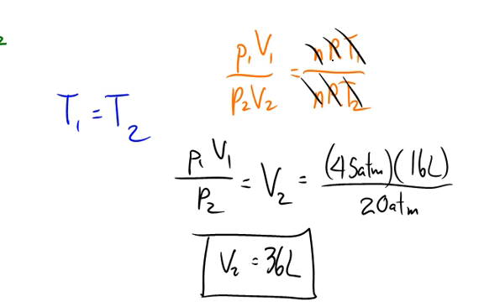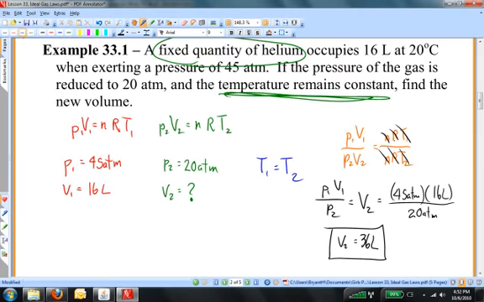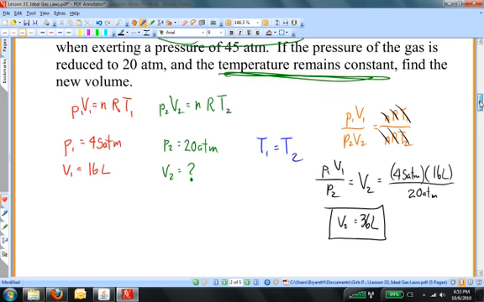In other words, if I remove pressure, the temperature stays constant, then the gas expands. And that makes common sense. If I take the pressure off, a gas is going to expand. That's the first example. The other ones are done in a similar sort of way. Let's go to the second example.